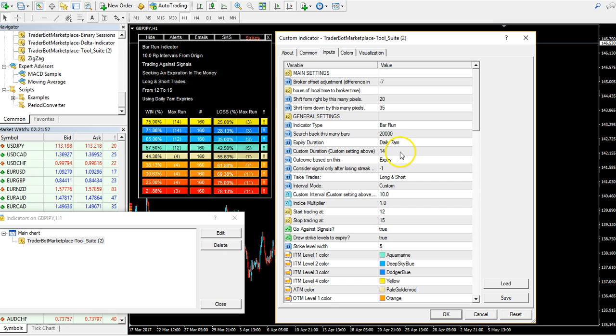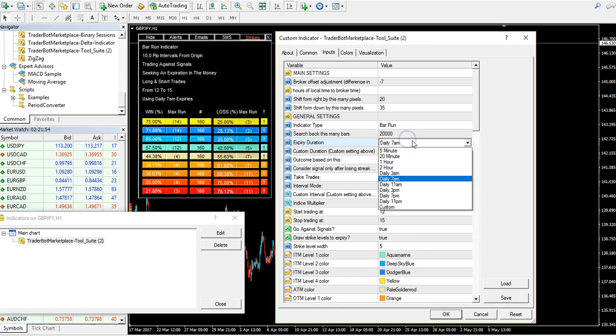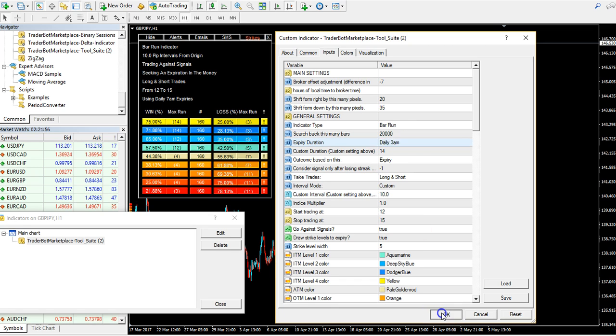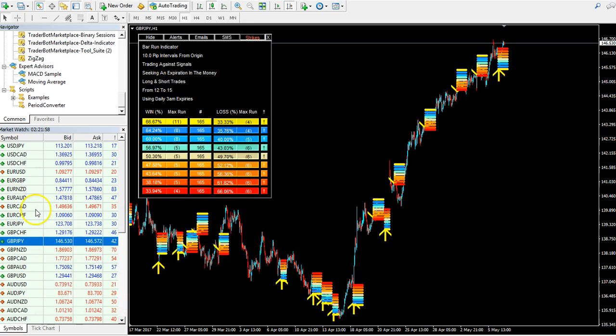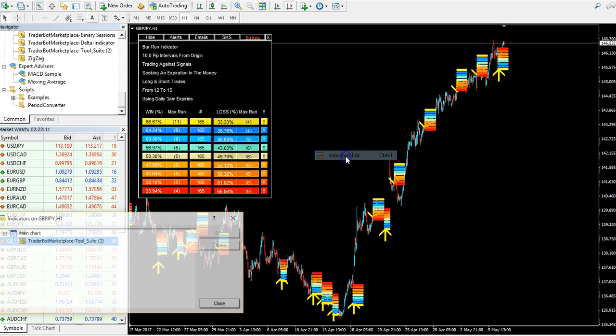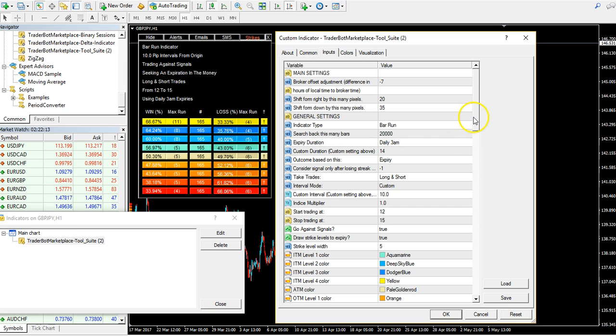What if I look at a 3 a.m. expiry? 50%? Eh. So as you can see, while I'm looking through here, I'm finding a bunch of stuff that doesn't work. So what we're going to do is we're going to start making little tiny changes. We're going to get this ATM win rate up to better than 60%.